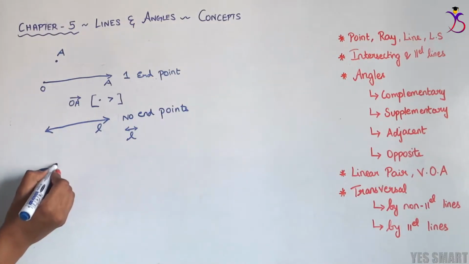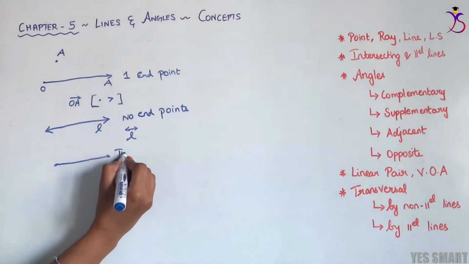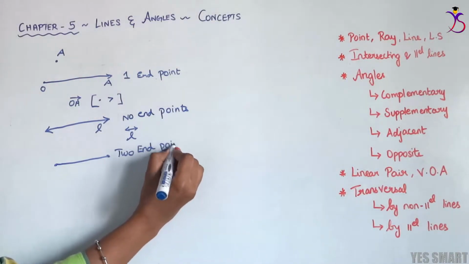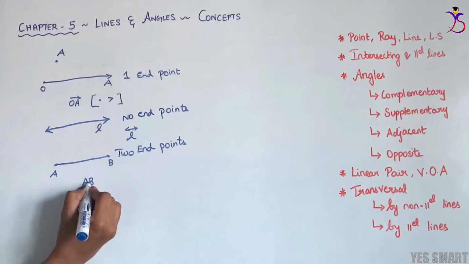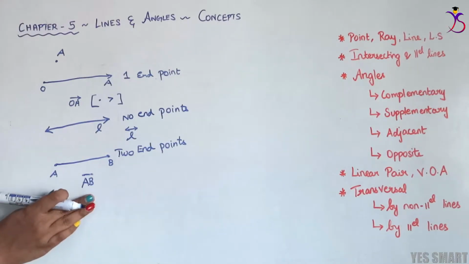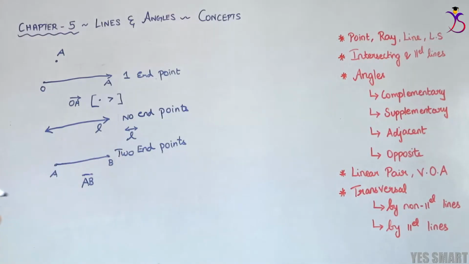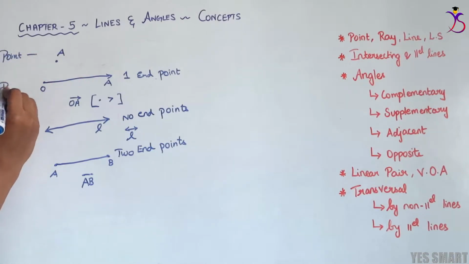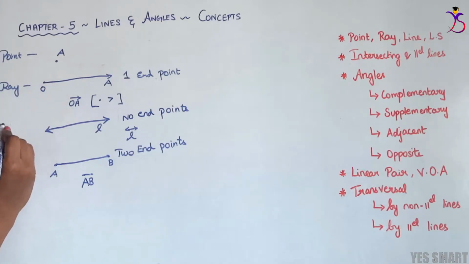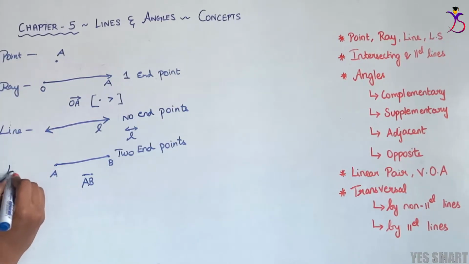Now the line segment. A line segment has two endpoints. Let's name it AB. Therefore, AB is a line segment. It has some finite distance. Therefore, there are two dots in a line segment, and two arrow marks in a line. So this is a point, this is the ray, this is a line, and this is the line segment. This is the very basic topic for lines and angles. Now let's move on to the next one.